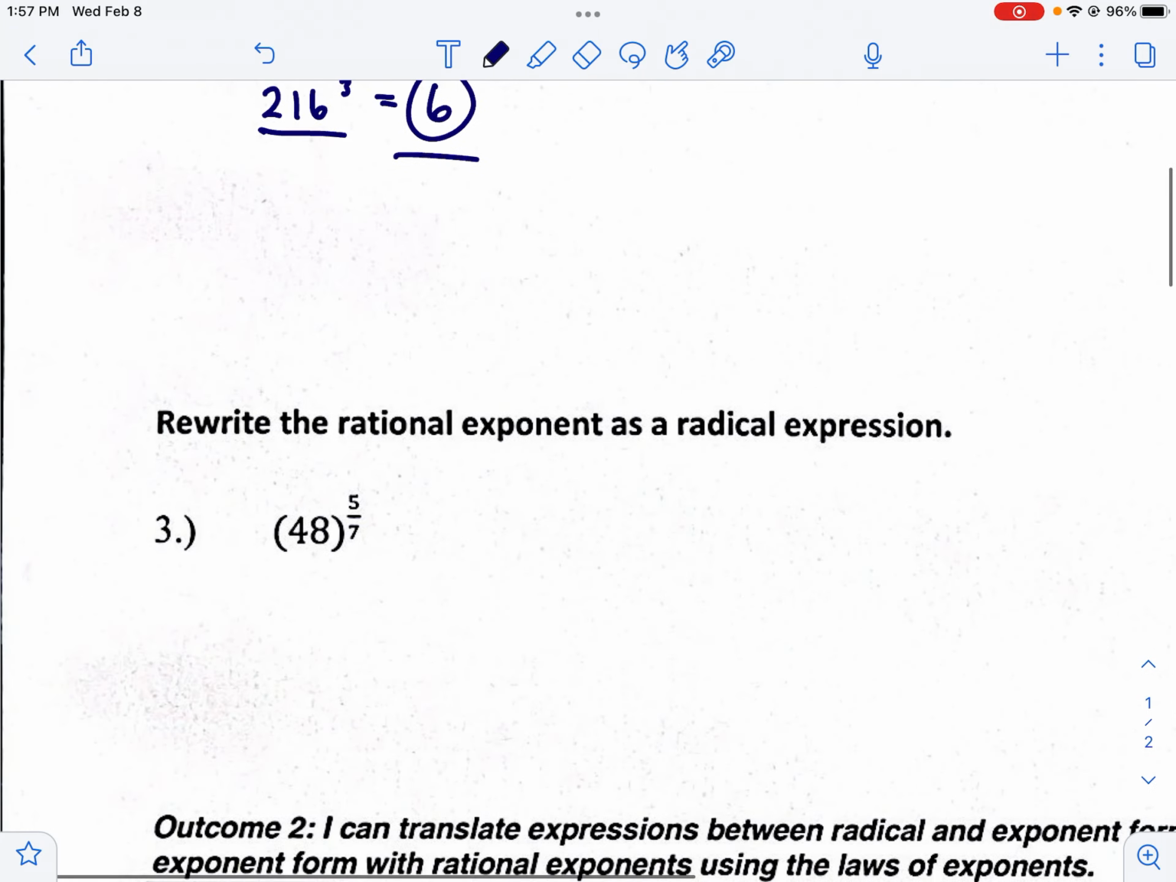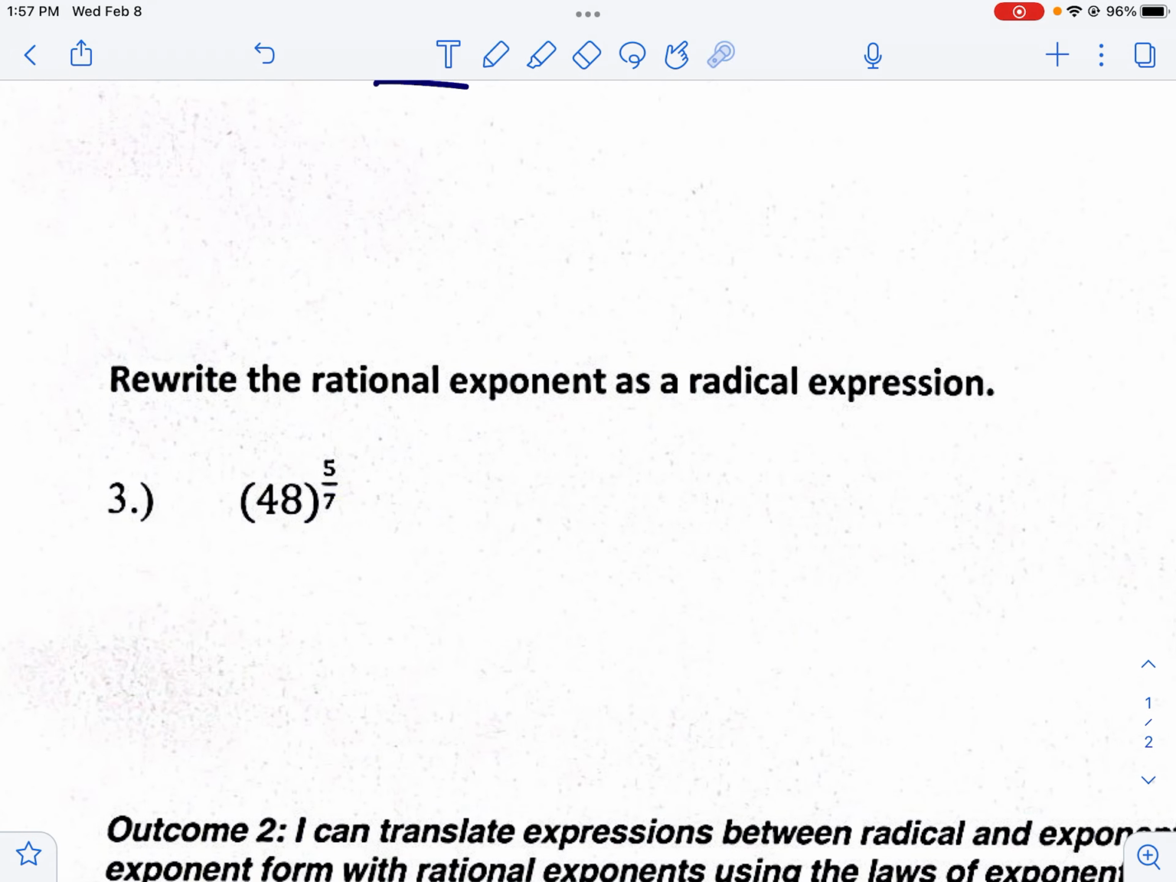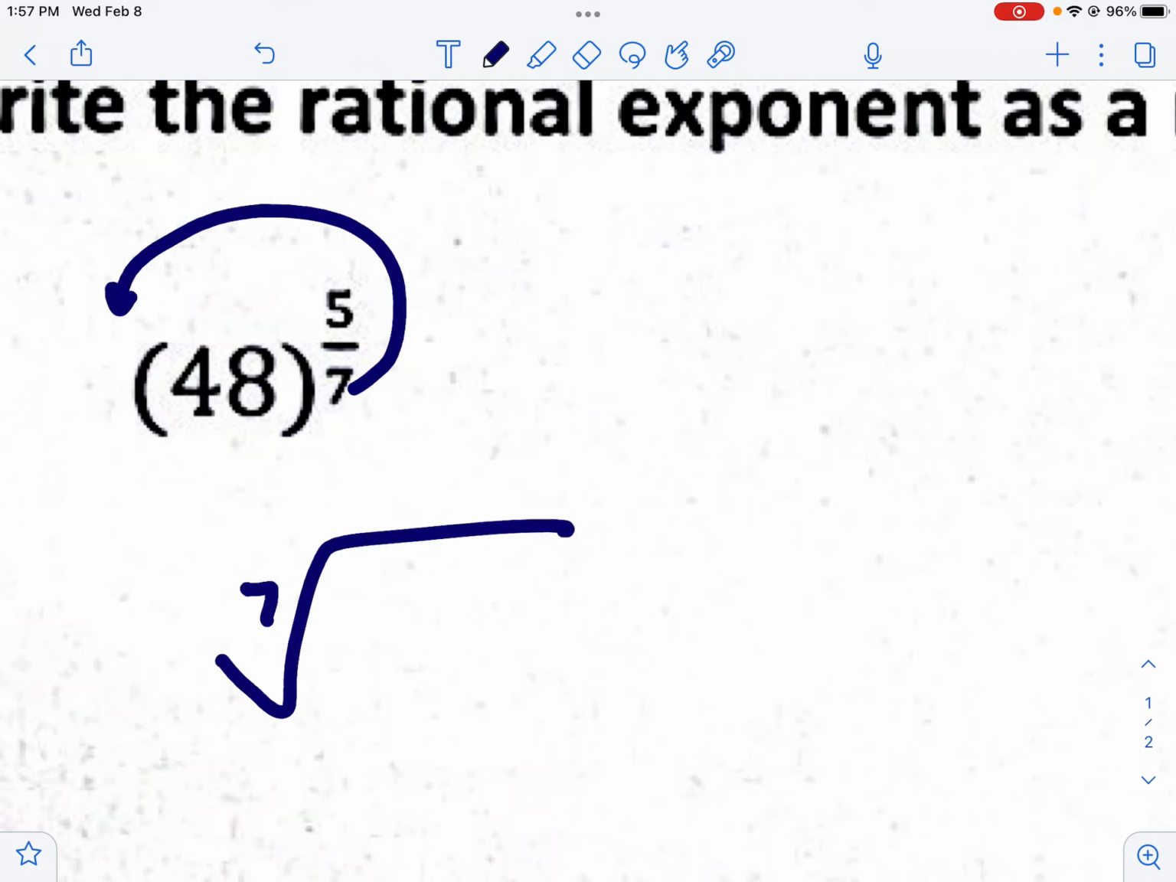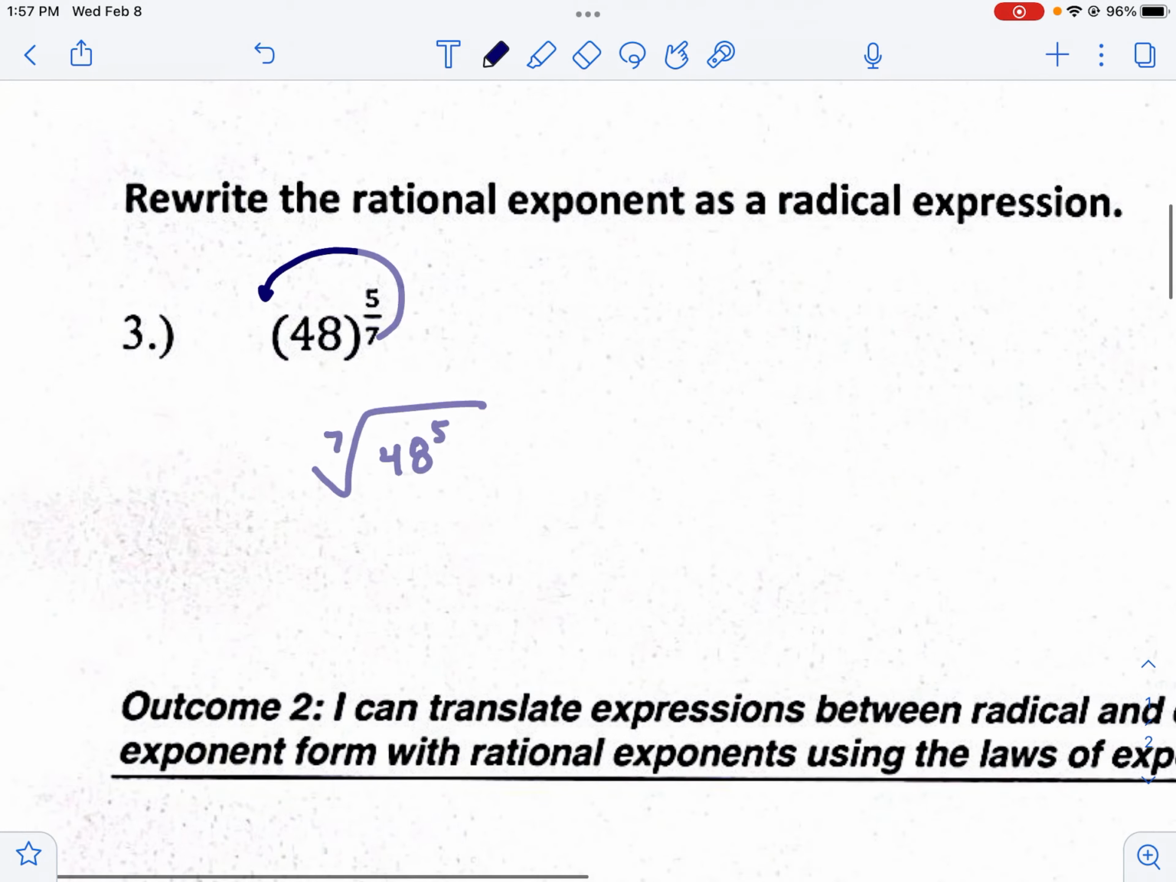This one, number 3, all you had to do was simply rewrite it from a rational into a radical expression. You didn't actually have to evaluate this one. So this essentially you're putting it back into radical form. So this would be the 7th root of 48 to the 5th power, and you didn't need to evaluate it. That was all you needed to do.